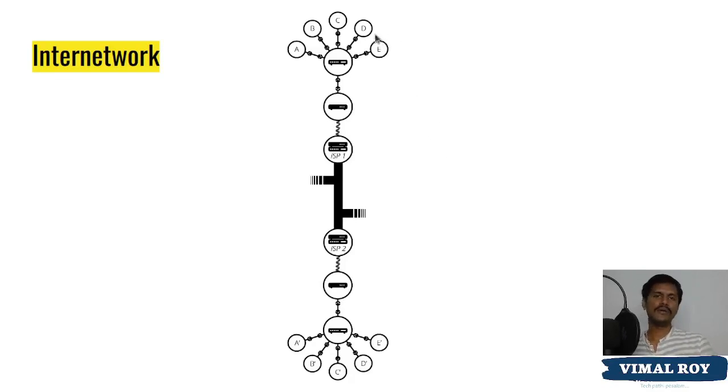So this is how a computer in one part of the world can communicate with a computer in another part of the world. So this is what we call the internet.